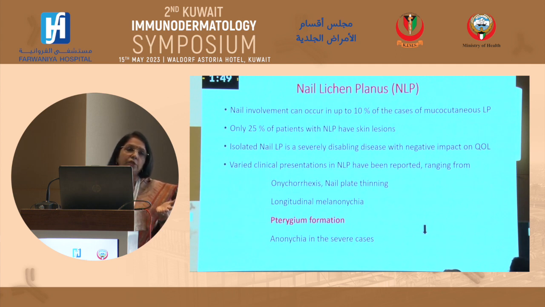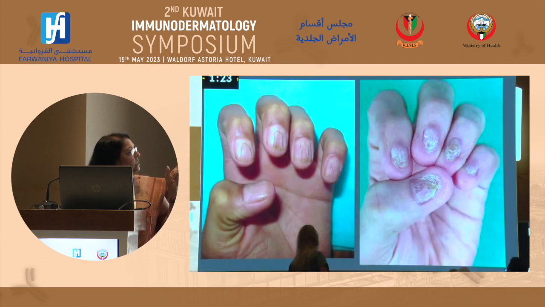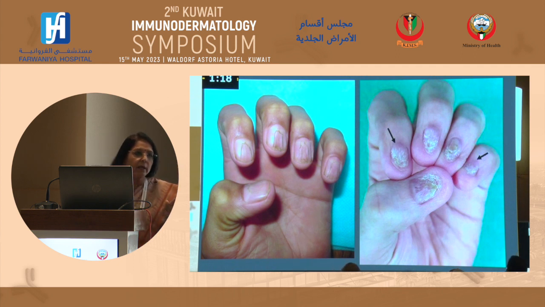Again, the clinical presentation depends on whether the nail matrix or nail bed is involved, and therefore you can have nail plate thinning, onychorrhexis, longitudinal melanonychia, pterygium, and anonychia in severe cases. These are the classical pictures of nail lichen planus: thinning, ridging, splitting, and melanonychia. Again, thinning, there is longitudinal splitting, and you can see pterygium formation in so many nails, even on the third nail. So once it has started, any treatment is ineffective.